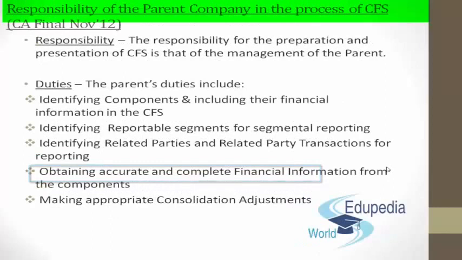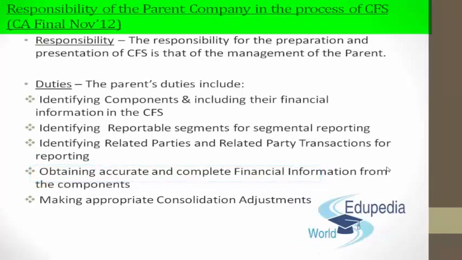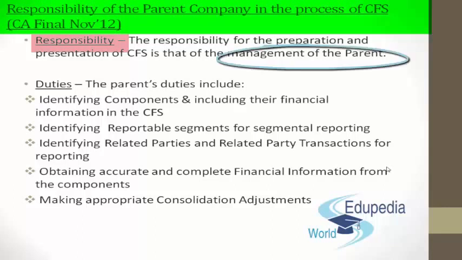Now with this, let's move to the next topic, and that will be the responsibility: the responsibility of the parent company in the process of consolidated financial statements. This question was asked in the CA Final examination for November 2012. What's the responsibility, and who is going to take up the responsibility of preparing the consolidated financial statements? Obviously, it is the management, and management of whom? It is the management of the parent company.